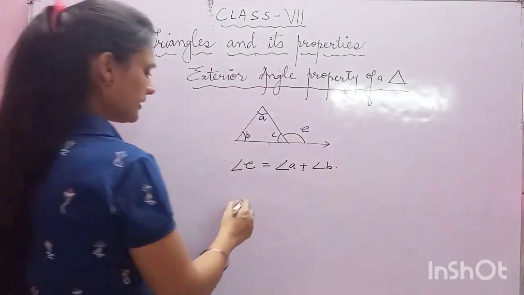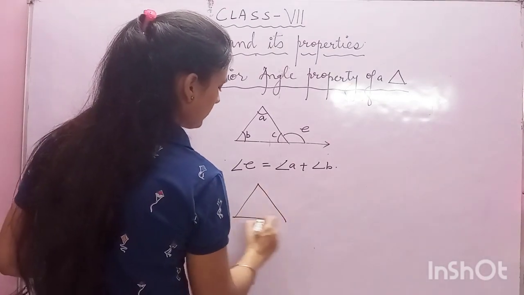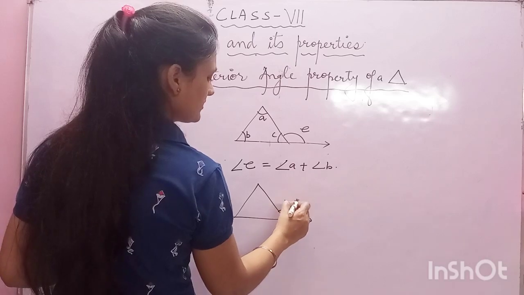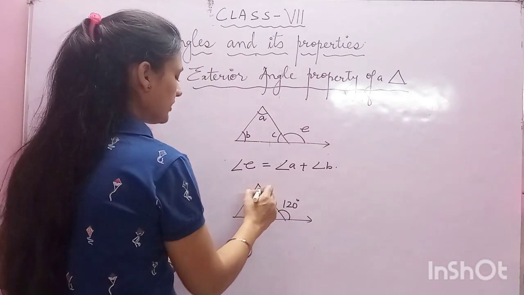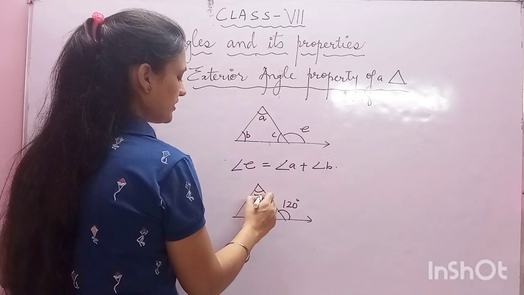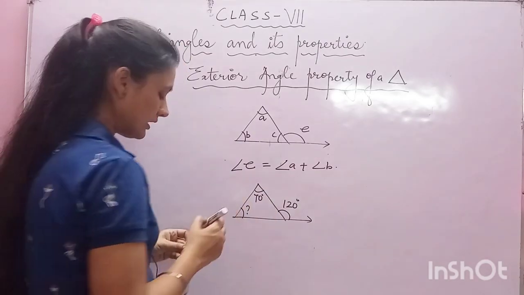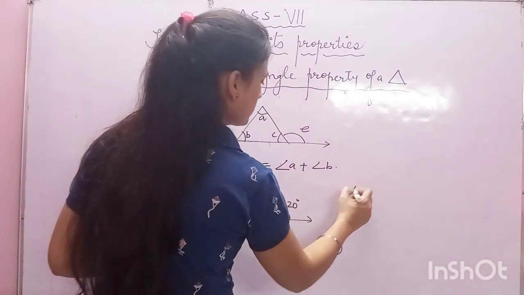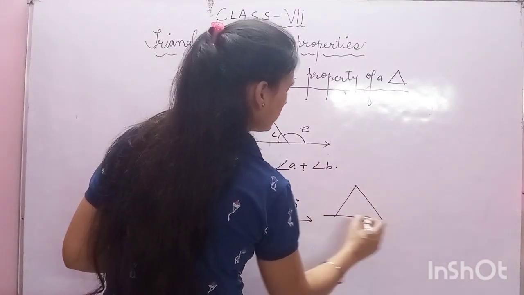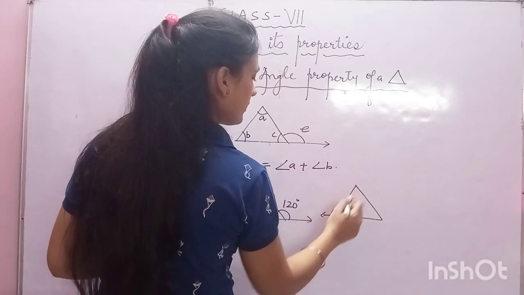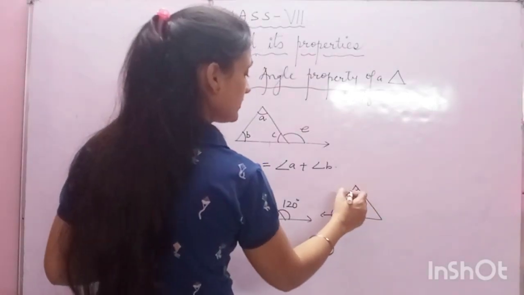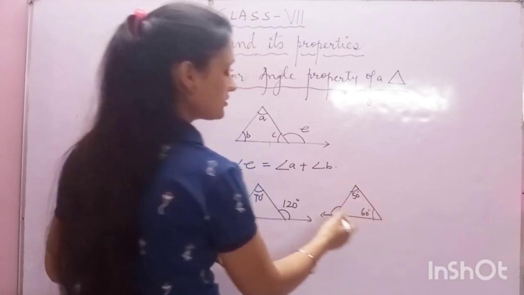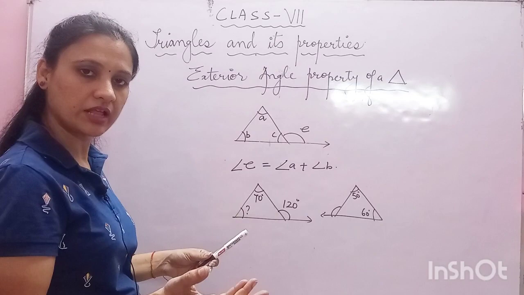Now how do questions come in this? They can give you one triangle, right? They'll give you the exterior angle. Suppose they give you a 120 degree exterior angle. They give you one of the interior angles, say 70 degrees, and they ask you to find the other interior angle. This is one way. Or the question can also come like this. They'll give you the two interior angles, and they ask you to tell the measurement of the exterior angle.